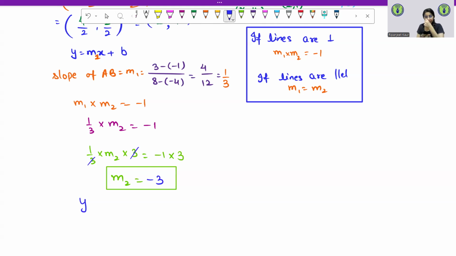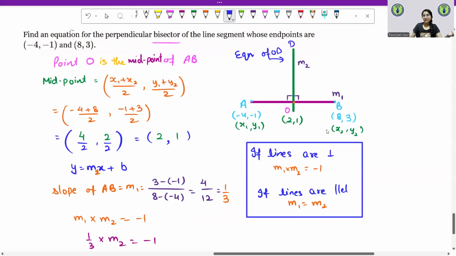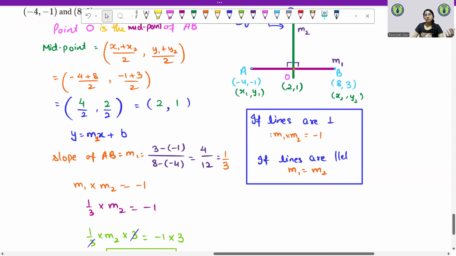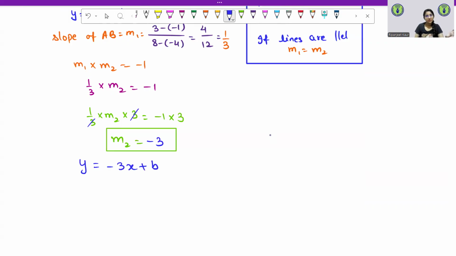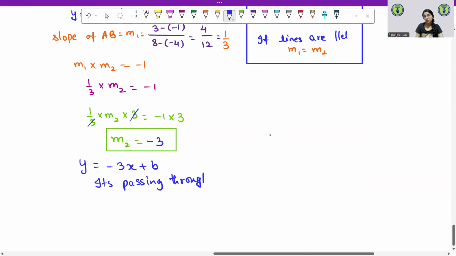We know the equation of the line that we want to find out is y equals negative 3 times x plus b. And we know that this line is actually passing through midpoint O, right? Whose coordinates are 2 and 1. So it's passing through 2 comma 1. So we got 1 equal to negative 3 times 2 plus b.